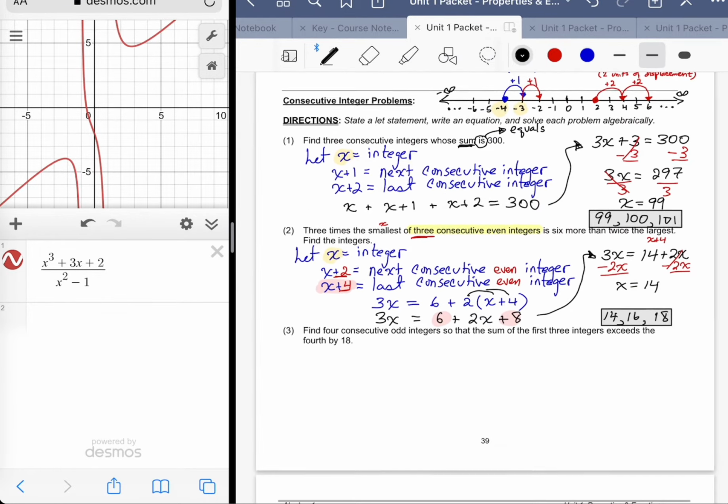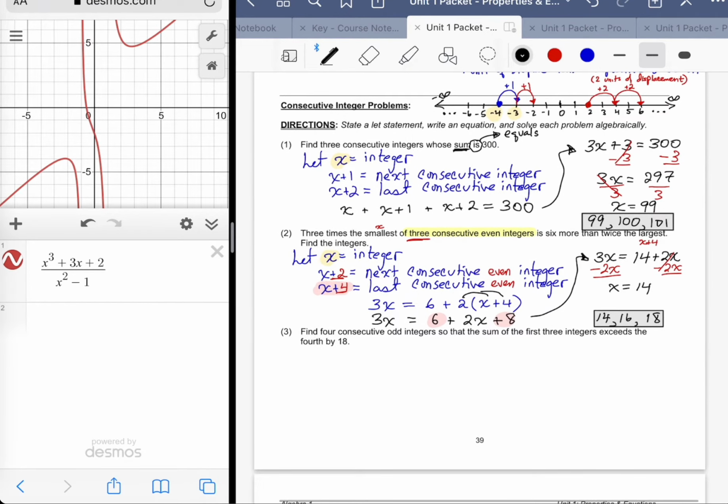So we'll do one more because this is the one that tends to confuse people the most. The case of consecutive odd integers. Now this one says find 4 consecutive odd integers. All right, so now we're jazzing it up a little bit. All right, but we'll talk about what consecutive odd integers mean.